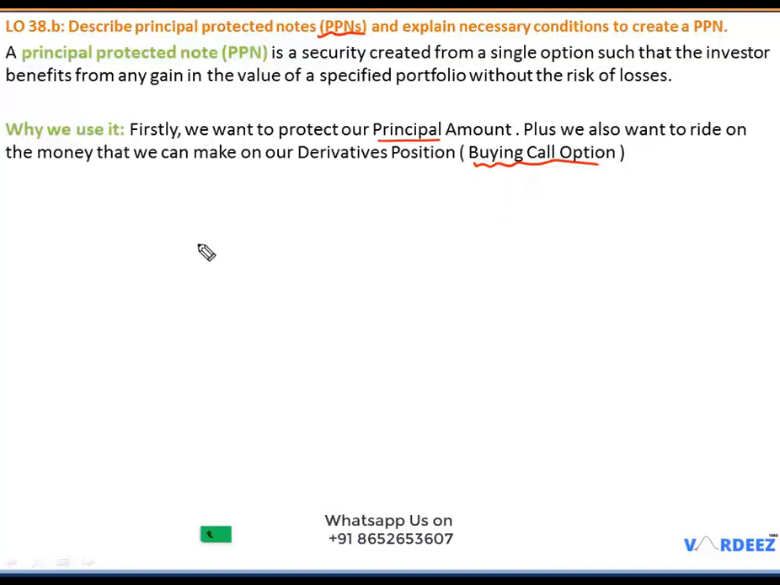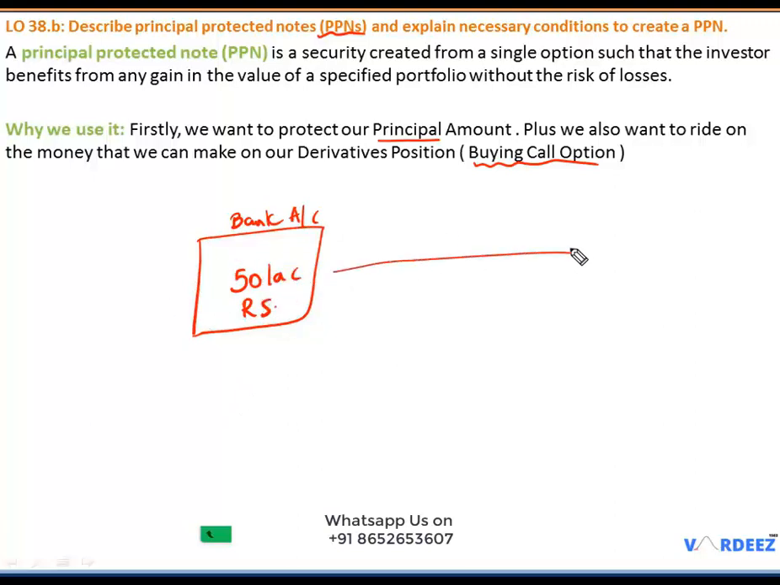Let's say that you have in your bank account 50 lakh rupees. Okay, so this is the principal that you have in your bank. Now, maybe after, let's say, 2 years down the line, you want to buy a house.